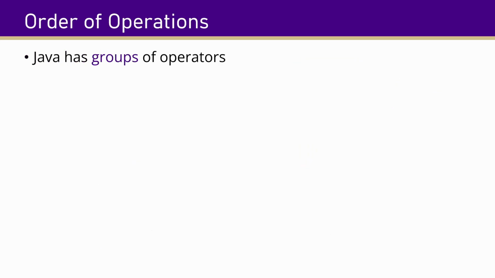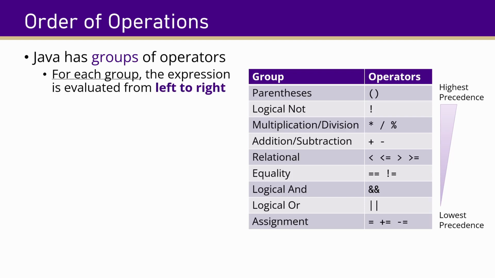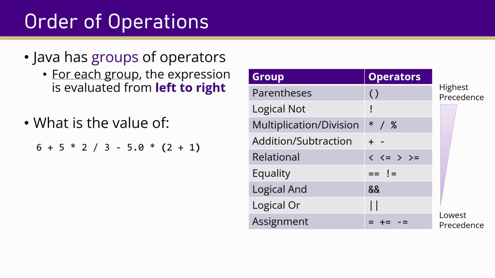With these different operators, Java puts them into different groups and evaluates them from highest precedence to lowest precedence. For each one of these groups, an expression is then evaluated from left to right to determine the order of operations. Now, what do I mean by this? Let's take a look at an example. What is the value of this expression?